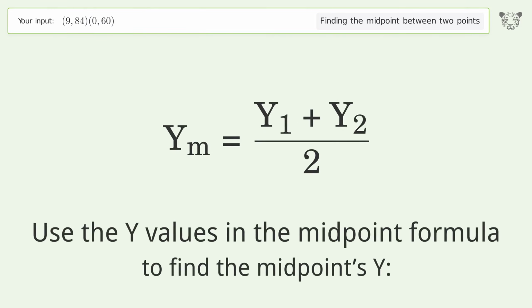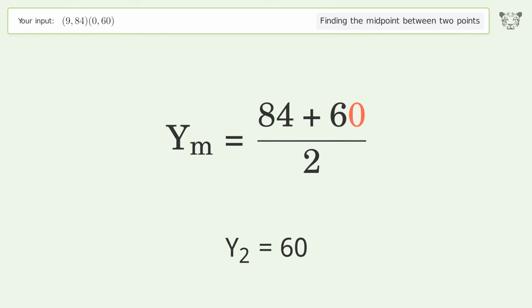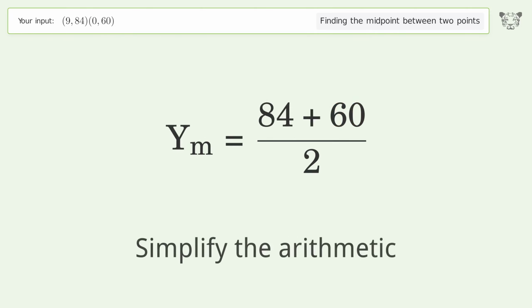Use the y values in the midpoint formula to find the midpoint's y. y1 equals 84. y2 equals 60. Simplify the arithmetic.